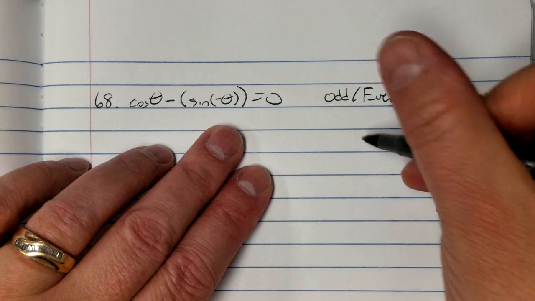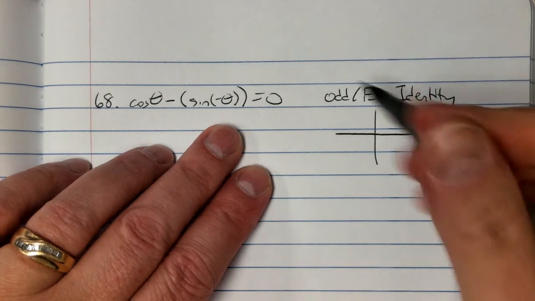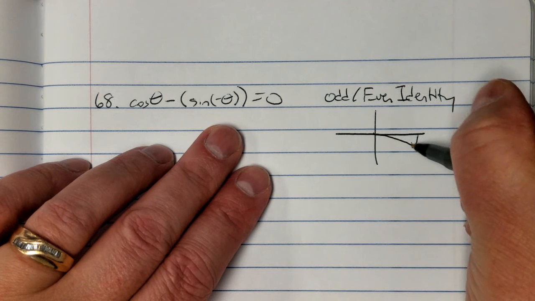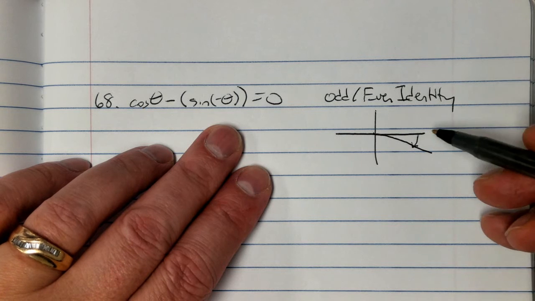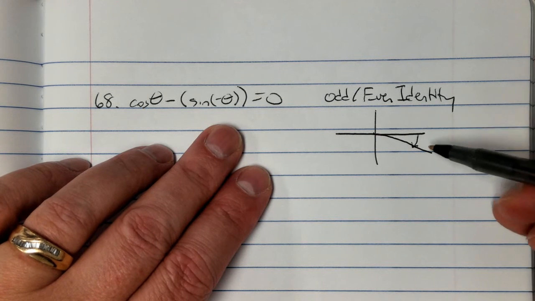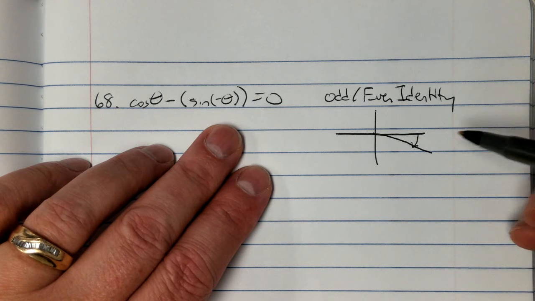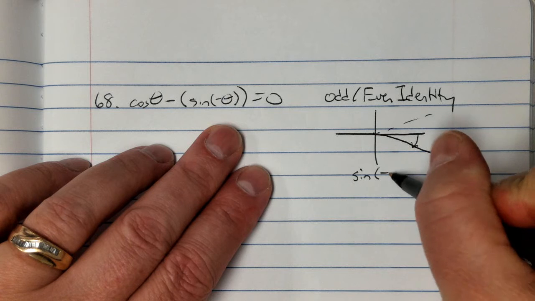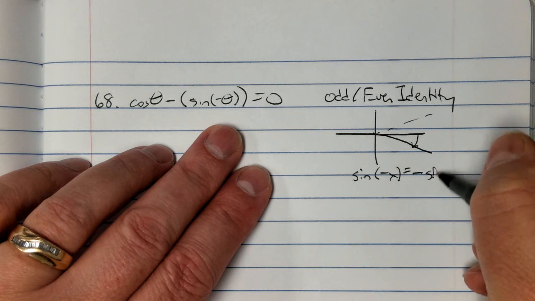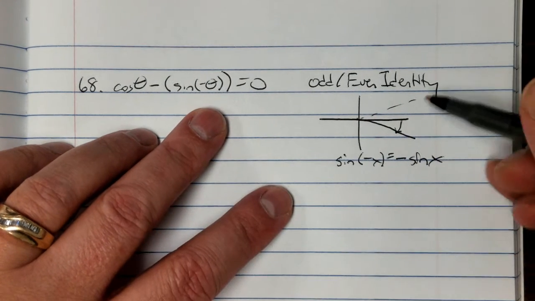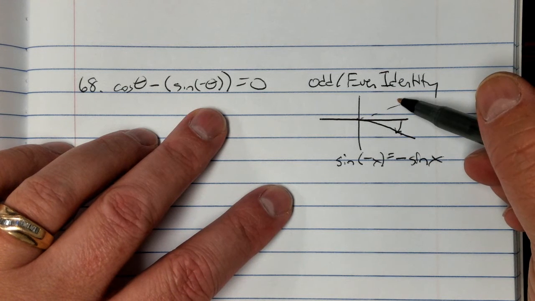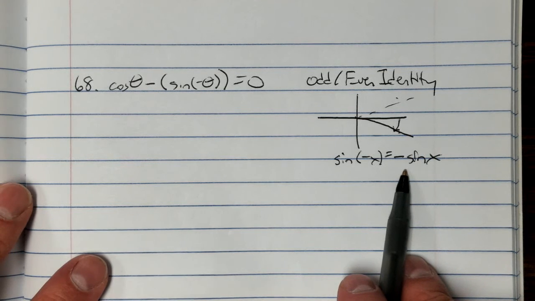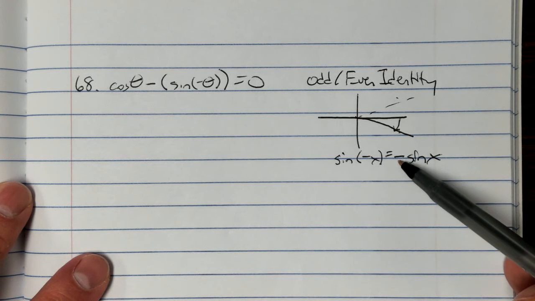So what it means is when you're doing sine of a negative angle, you're going this way, and now you're changing from one quadrant to the other, so you have sine of negative x equal negative sine x. So you'd actually have to change the sign. So that's your odd and even identity for sine.